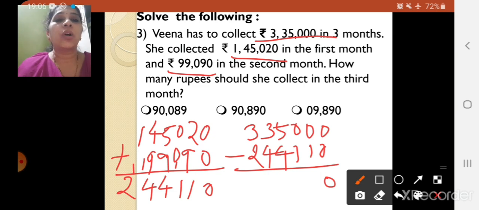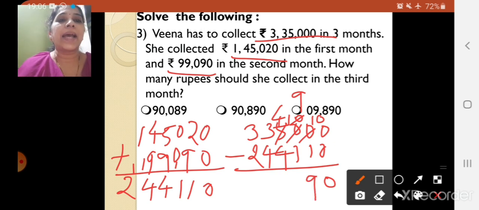So you will borrow 1 from the thousands place, right? So in the thousands place it will become 4 and in the hundreds place it will become 10, right? Now you can borrow 1 from the hundreds place. So in the tens place it will become 10 and in the hundreds place it will become 9. Okay, so 10 minus 1 is 9 and 9 minus 1 is 8.